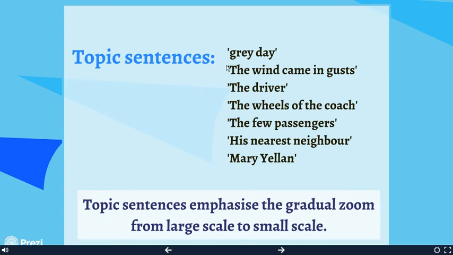If you look at the very first topic sentence that we come across, "grey day," well, that's the wide shot of the weather and the countryside. But by the time we finish, the topic sentence is indicating that we have really shifted from that wide-angled shot of the countryside all the way down to an individual specific character.